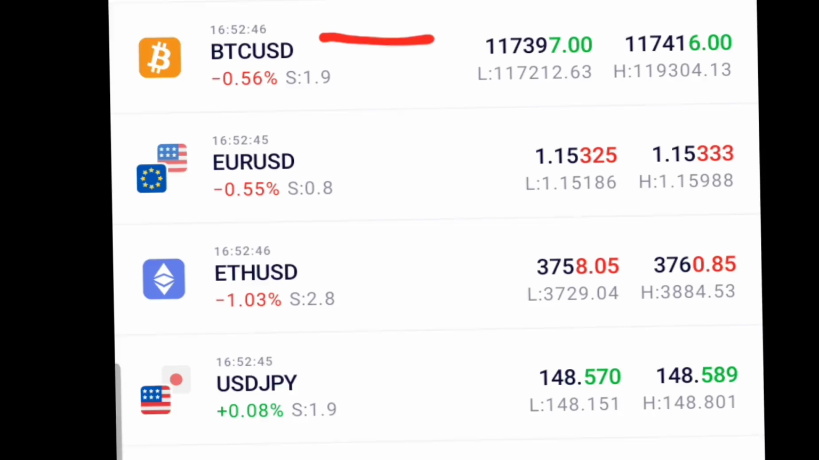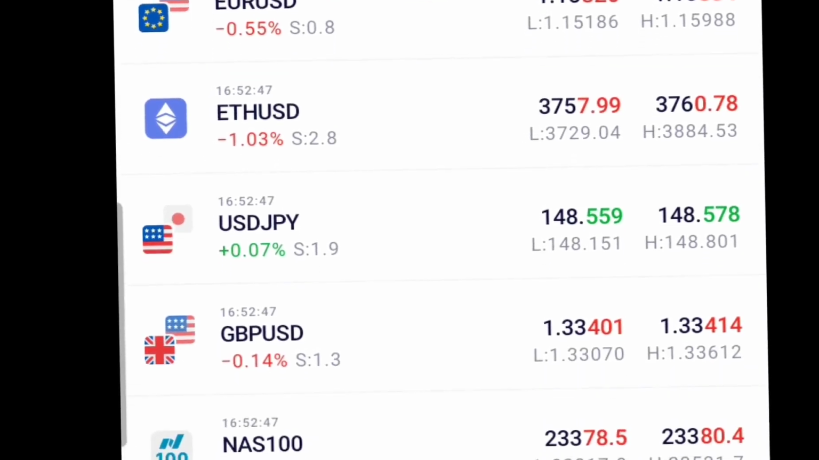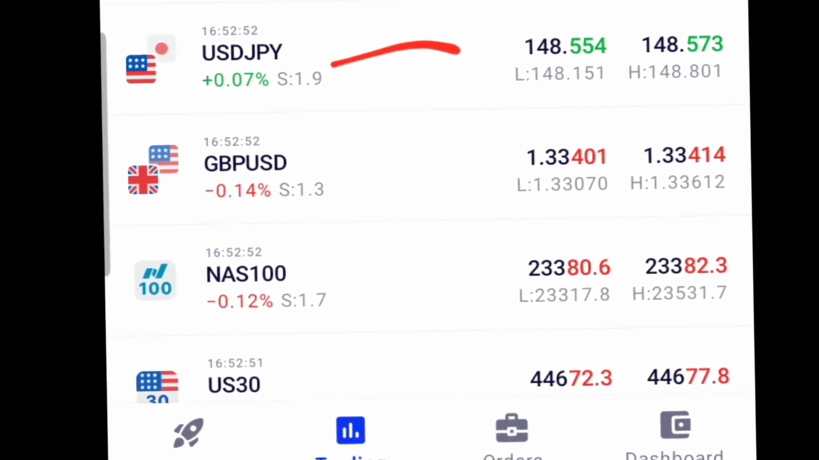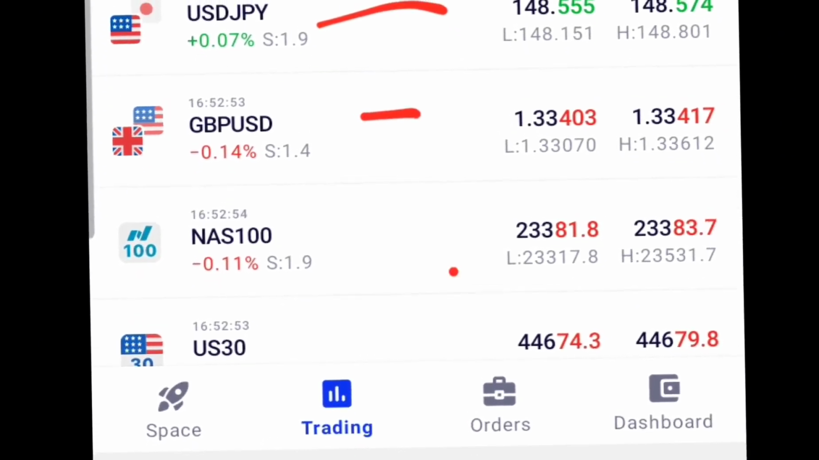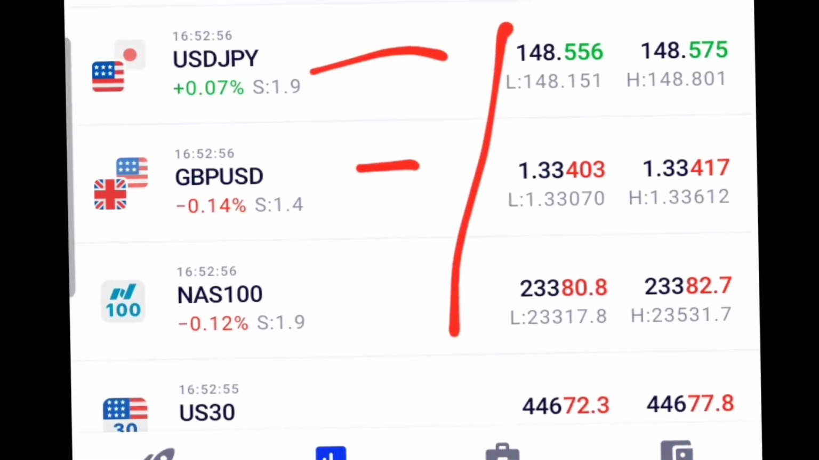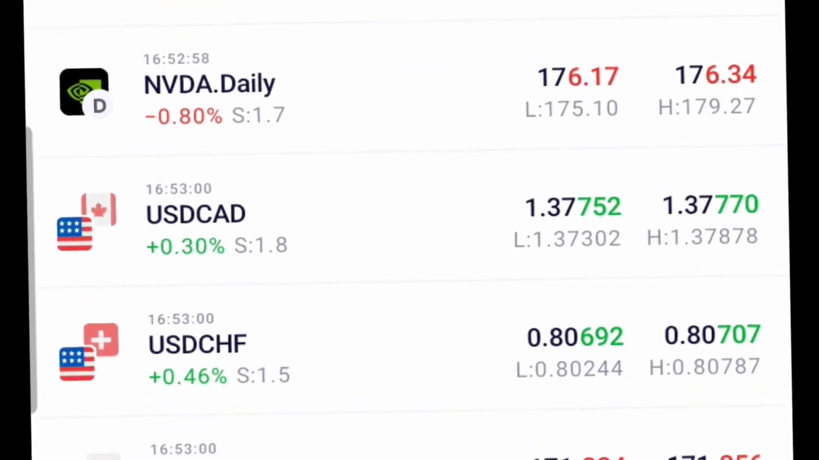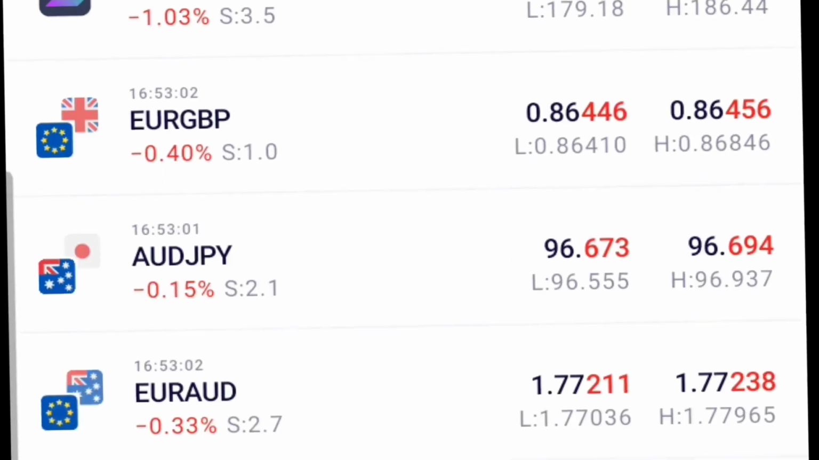Now this is BTC USD. This is Euro USD. You can see all of them. This is USD JPY, Great Britain pounds, all of them. You can see everything we have here. So you select what you want to trade here. The first thing is you select what you want to trade.